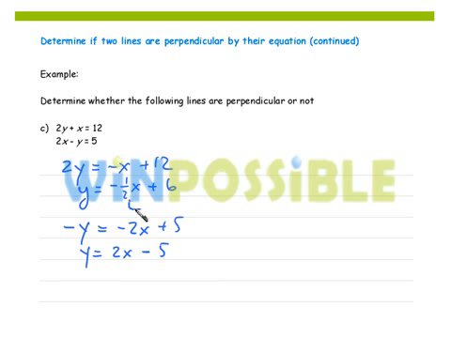So my slopes, m1 and m2, are -1/2 and 2, which is the same as 2 over 1. Clearly, they are opposite sign reciprocals. I multiply the two to yield -2 over 2, which is the same as -1. So these two lines are perpendicular.